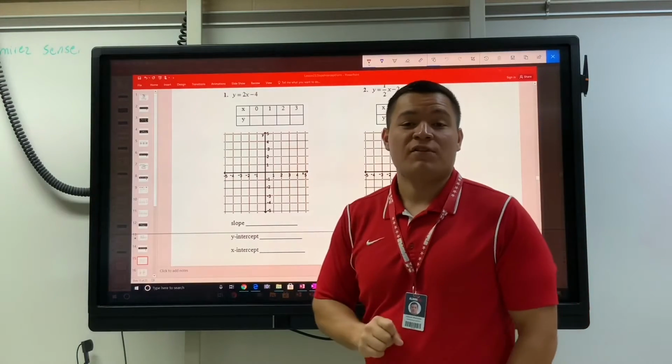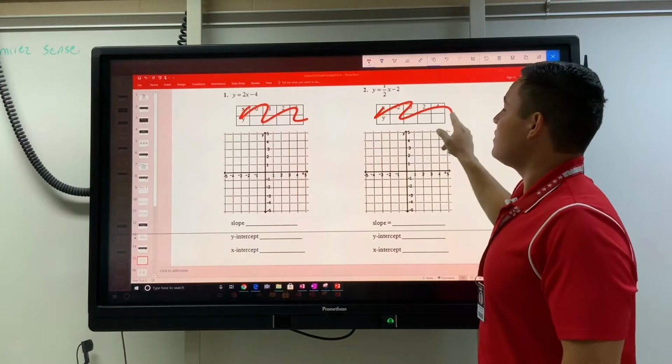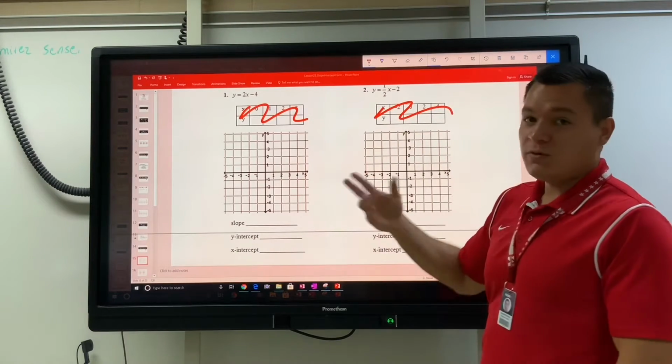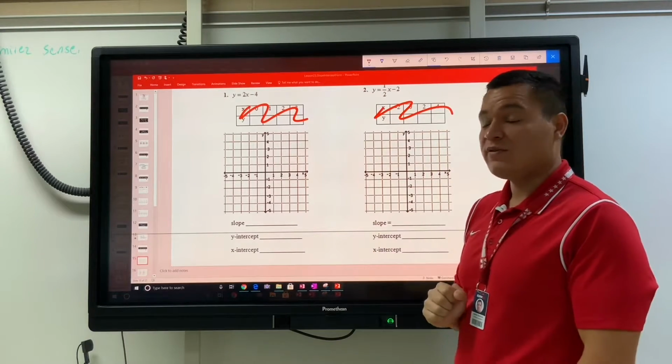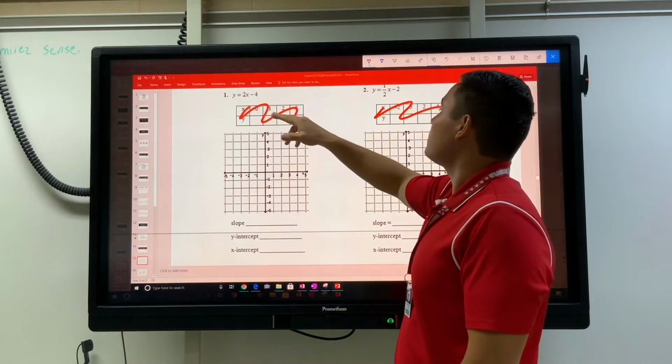Okay, I hope you have your graph paper out, and we don't need these tables because I don't like those tables. That's too much writing. We're going to do a table with the t-chart like I showed you before. So the first equation is y equals 2x minus 4.